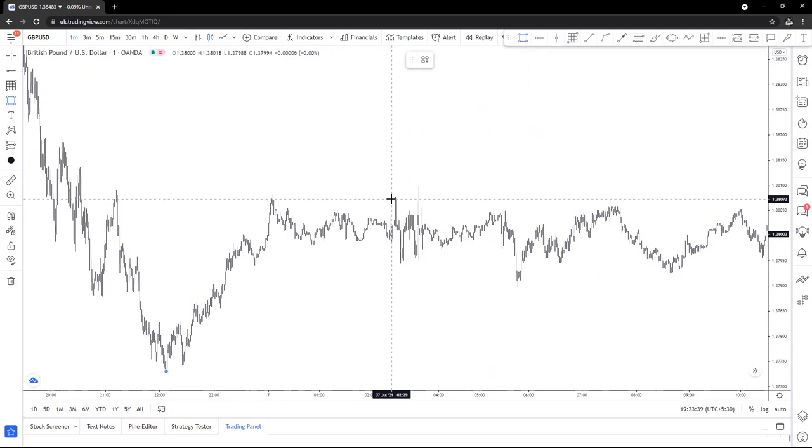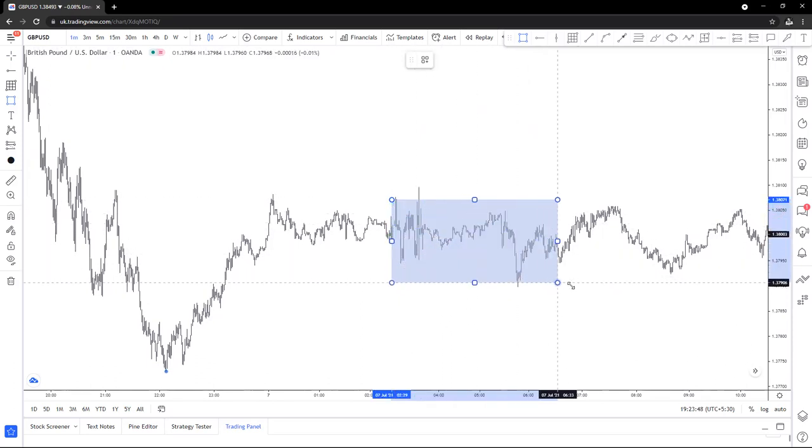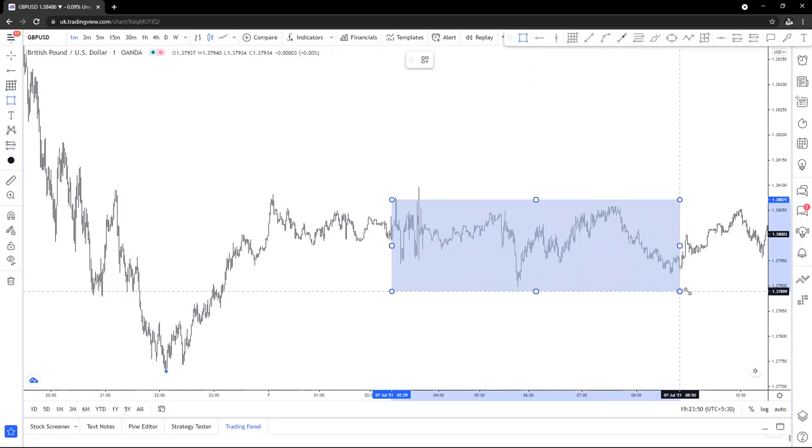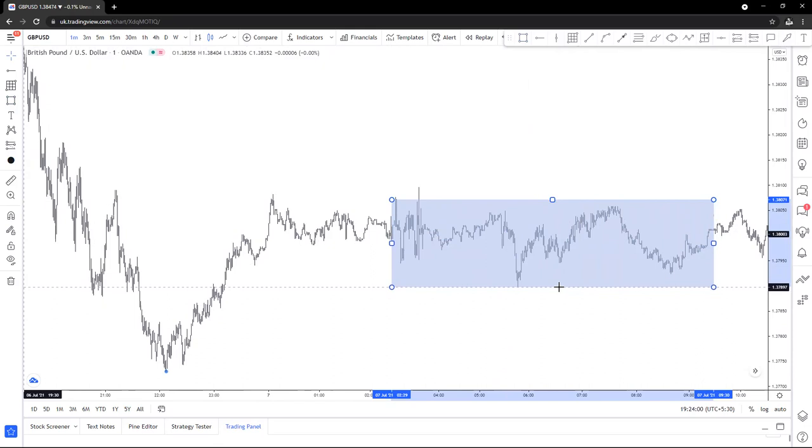Now for me, so you're from India, right? Yes. So for us, the Asian range starts from 2:30 a.m. and then it ends at 9:30 a.m. And 9:30 a.m. is when, what do you call it, that's the opening price. That's 12 a.m. New York time.